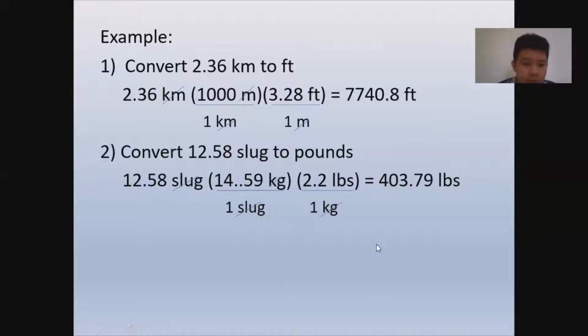And the second example, convert 12.58 slug to pounds. Okay, first, you need to change slug to kilogram, and then you change the kilogram to pounds or lbs. 1 slug is equal to 14.59 kilogram, and then 1 kilogram is equal to 2.2 lbs, and the answer is 403.79 lbs or pounds.